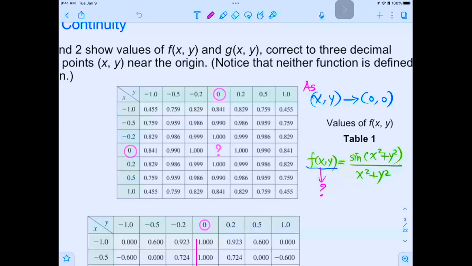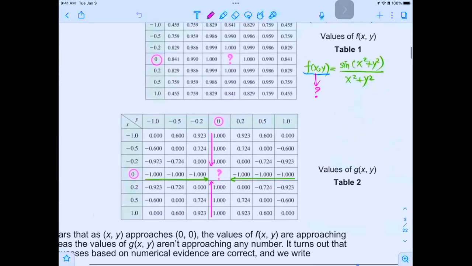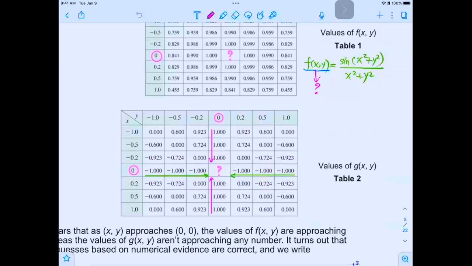So for the limit of this function as x comma y approaches 0, 0, it's by looking at the table over here. Okay, now what about the second one? Well, the second one over here, let me write down the function. That function is g of x comma y, which is x squared minus y squared over x squared plus y squared.